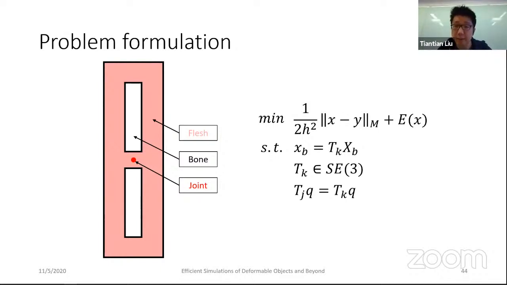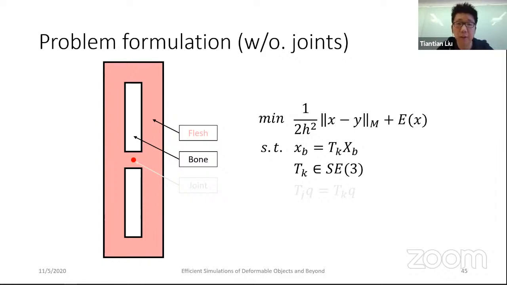And the last line, that constraint means that some bones need to be connected together using some joint constraints. So let's first ignore the joint constraints now because it is beyond the scope of my talk today. You can still check our paper for more details about how we handle the joint constraints. Now let's focus only on the first and second constraints, which couple rigid bodies and deformable bodies together.